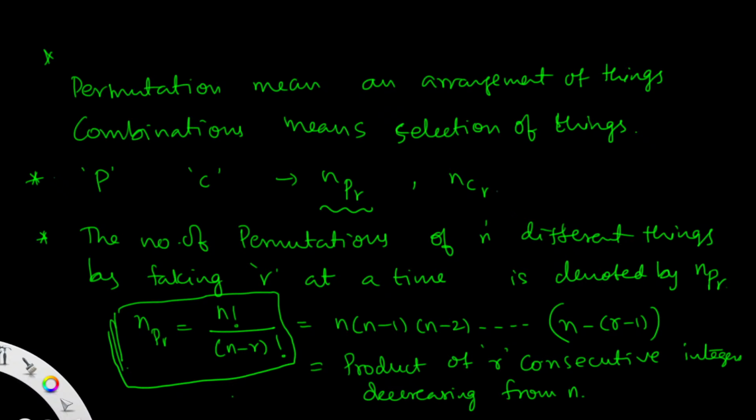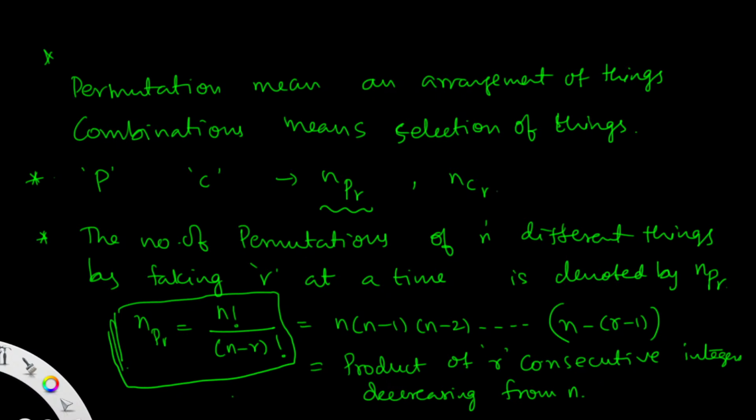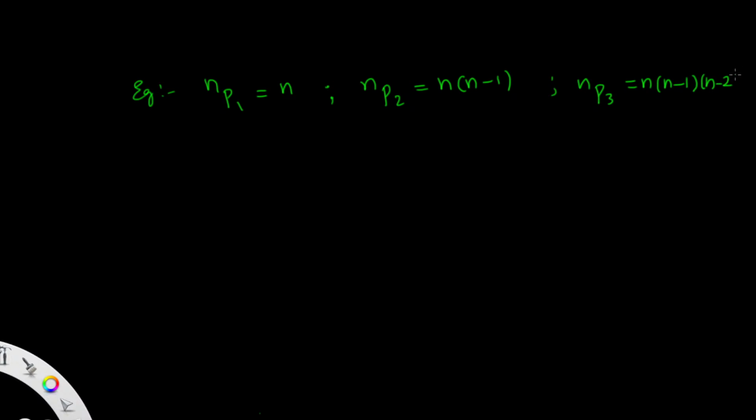Then go to the next simple terminology. For example, nP1 we can write as n. What is the meaning? Starting with n, writing up to one term. Whereas nP2 is nothing but starting with n, writing two terms. And nP3 is n into (n minus 1) into (n minus 2), starting with n, writing up to three terms.